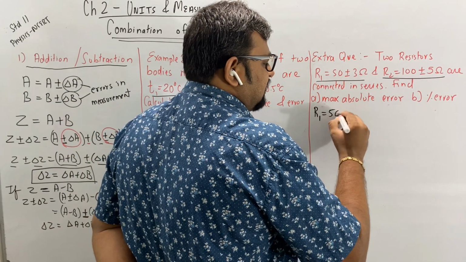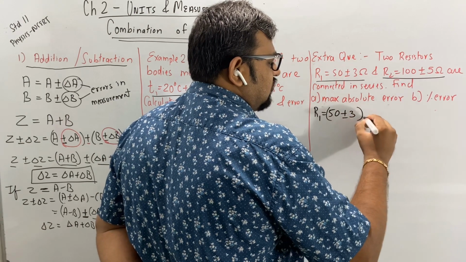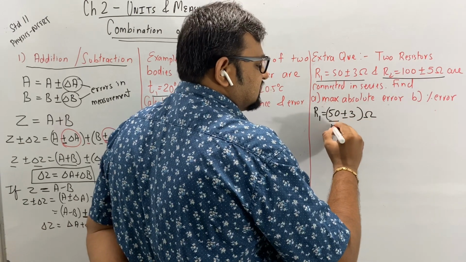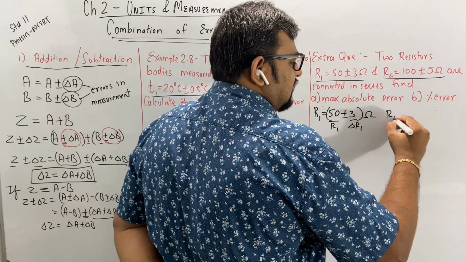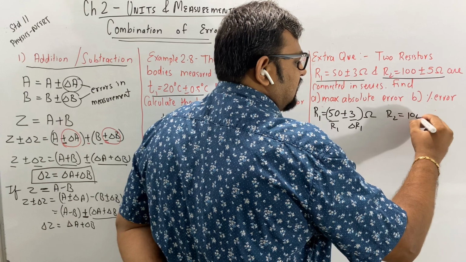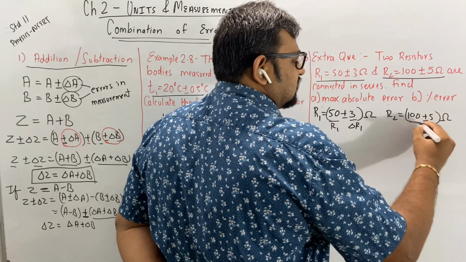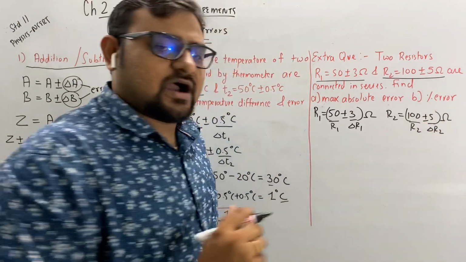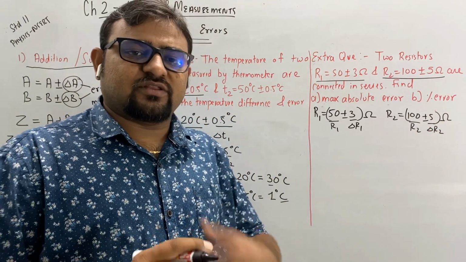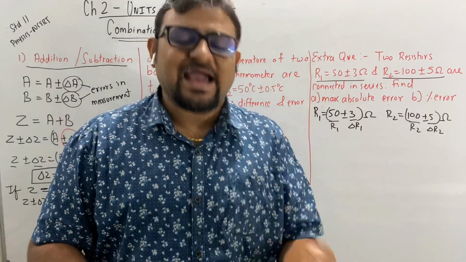Clear? So now R1 is 50 plus minus 3 ohm. So this is R1, this is delta R1. R2 is 100 plus minus 5 ohm. So this is R2, this is delta R2. Clear? Whatever the number is after plus minus, that is the error.